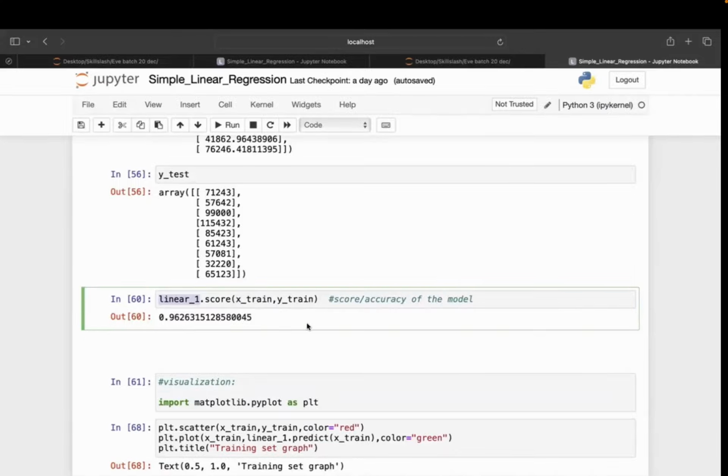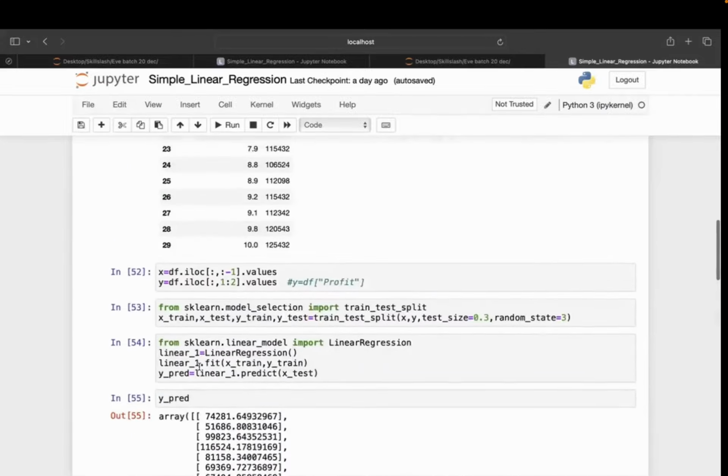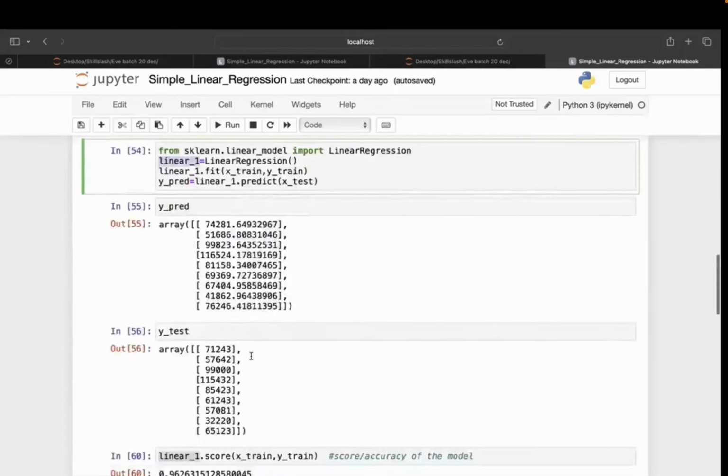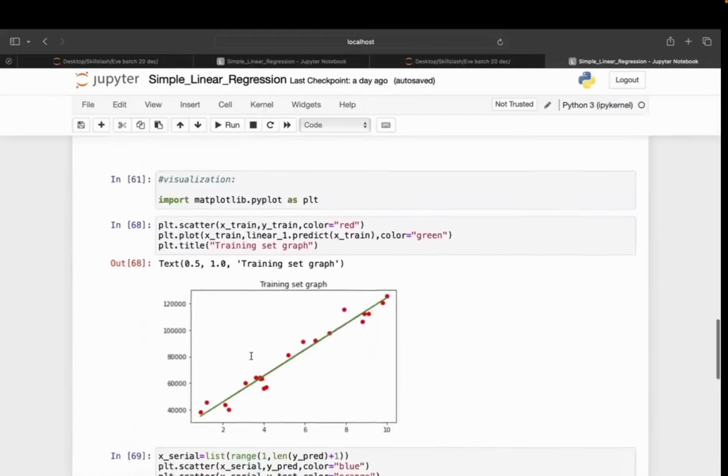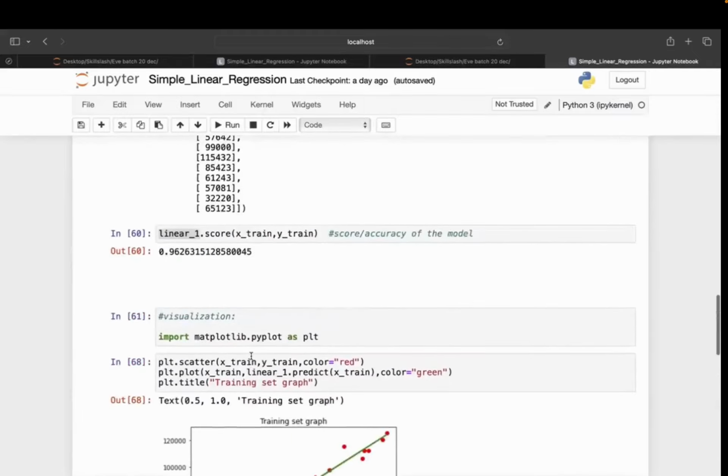You can see I declared linear_1 here, which means this is my linear regression model. Linear_1 is telling me the score of the model after getting trained, which is coming to somewhere around 0.96, or 96%.